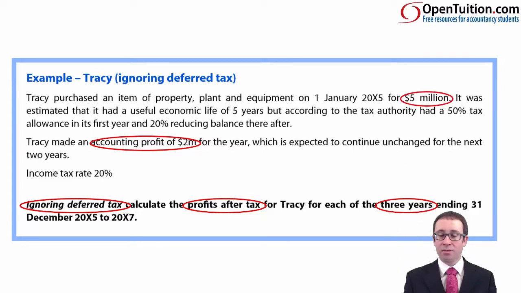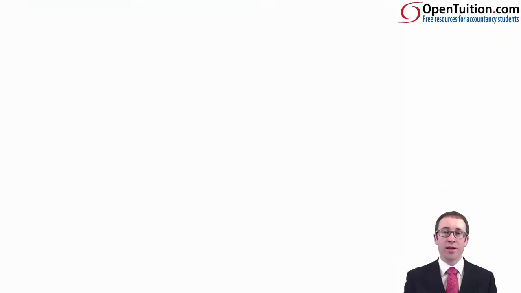So I think Tracy purchased an item of plant at the start of X5 for $5 million, and it has a useful life of 5 years, doesn't it? So we will depreciate that 5 million over the 5 years. Is that 1 million per annum? I think it is. However, the tax authorities don't like depreciation. It's a bit too subjective, isn't it? So they allow us 50% as an allowance in the first year on the cost, and then a 20% reducing balance thereafter. Remember, reducing balance means you apply the percentage to the carrying value. So get yourselves a blank page of paper or go back to where your workings were.